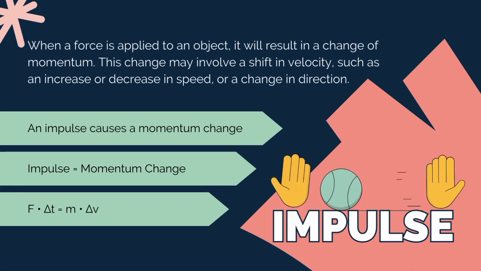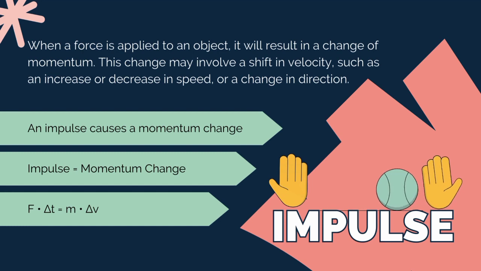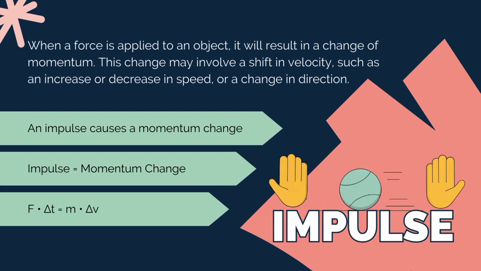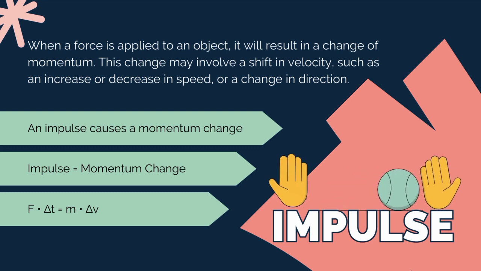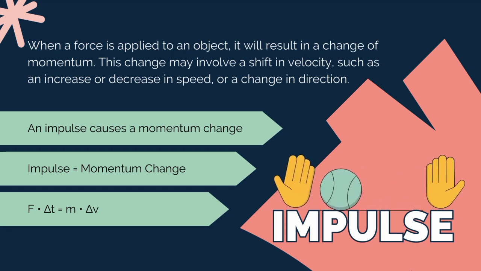If you push a heavy book with strong force for a short period of time, it will experience a smaller impulse compared to pushing it with the same force for a longer time. When a force is applied to an object, it will result in a change of momentum. This change may involve a shift in velocity, such as an increase or decrease in speed, or a change in direction. For the formula of the impulse itself, you can see from the screen.